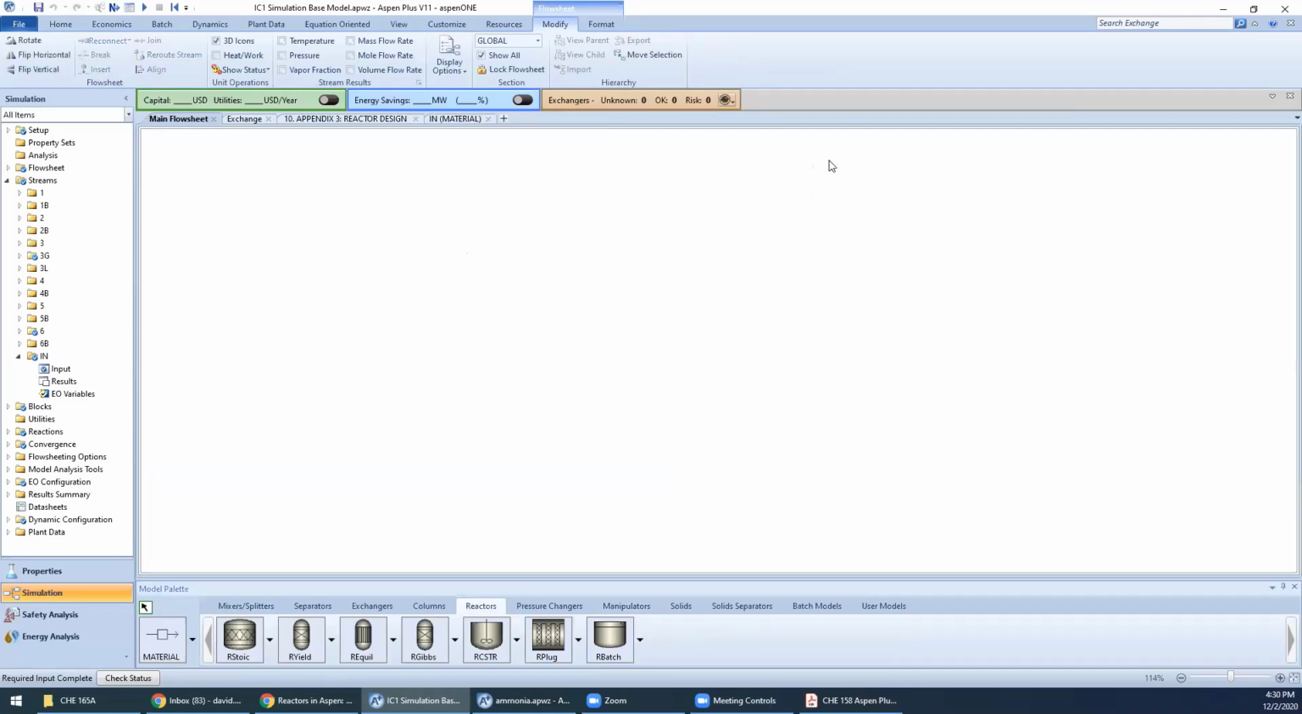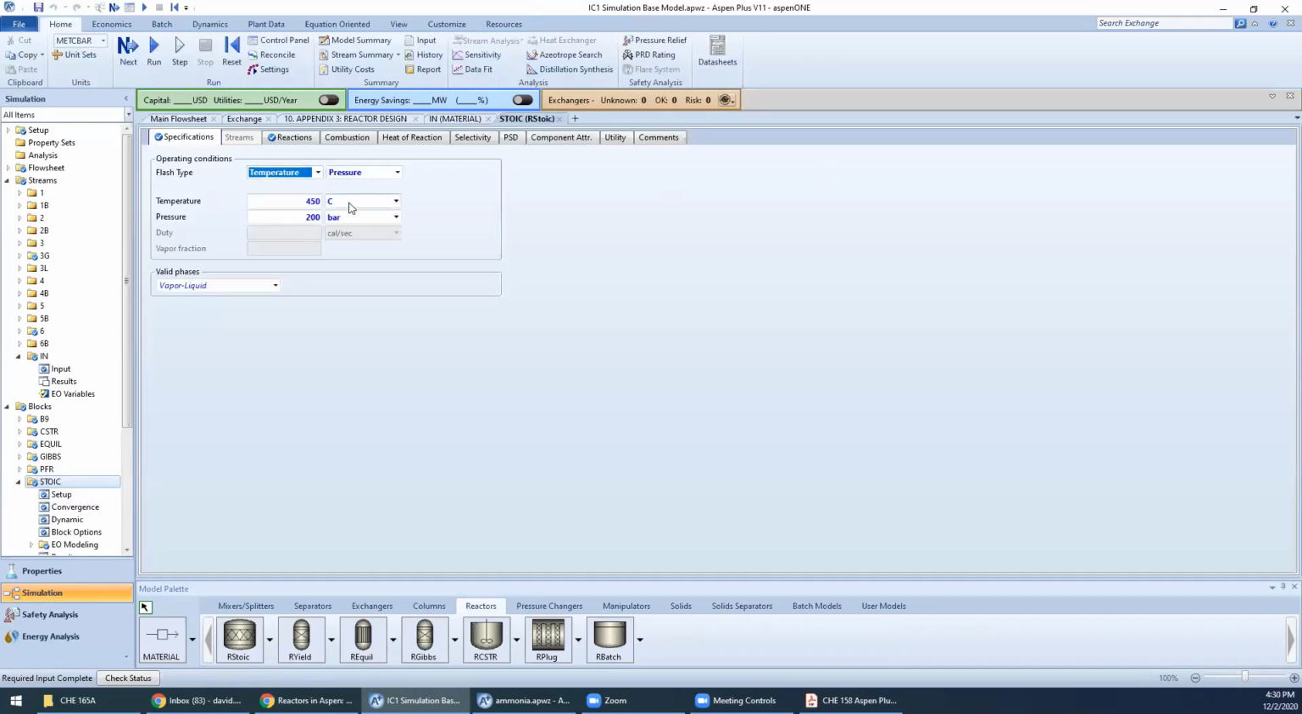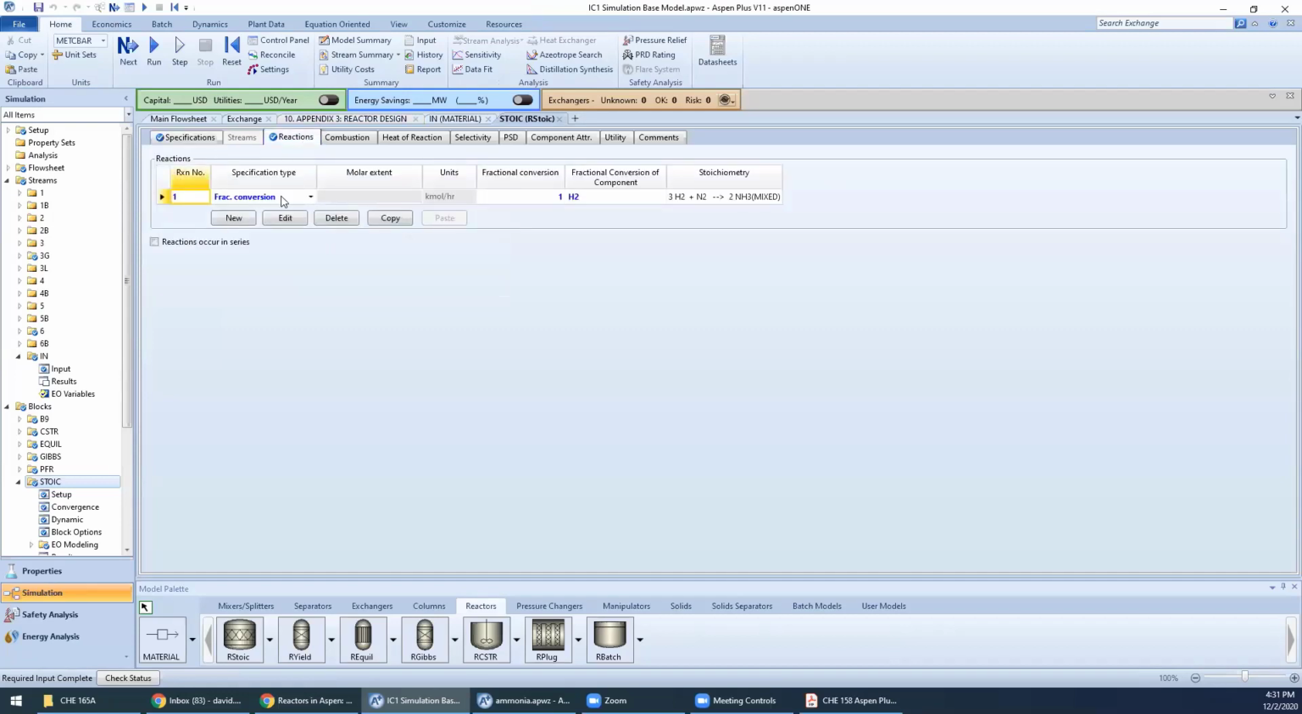So if we check out what we need in the stoich reactor, very similar to what a basic column would do, we can specify our temperature or pressure or heat duty or vapor fraction, whatever we have. You know, we don't want to overdefine the problem, so we just need to do 2 of those. So our temperature and our pressure, and our reaction.